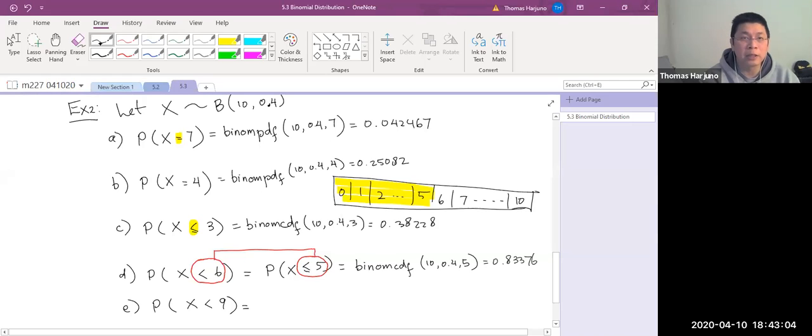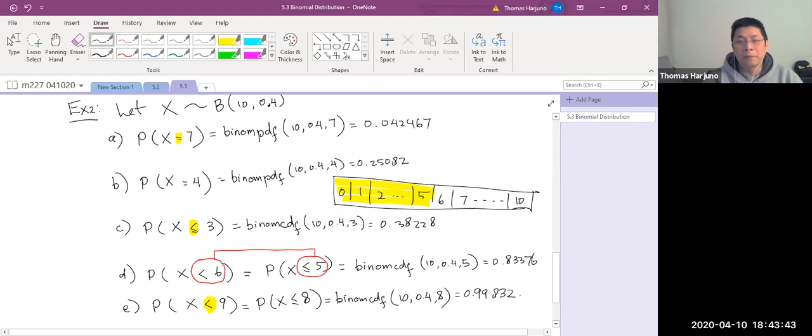Probability that X is less than 9. The number of successes is less than 9. I need to do adjustment first. Probability that X is at most what? 8, right? And that's binomcdf 10, 0.4, 8. I get 0.99832.